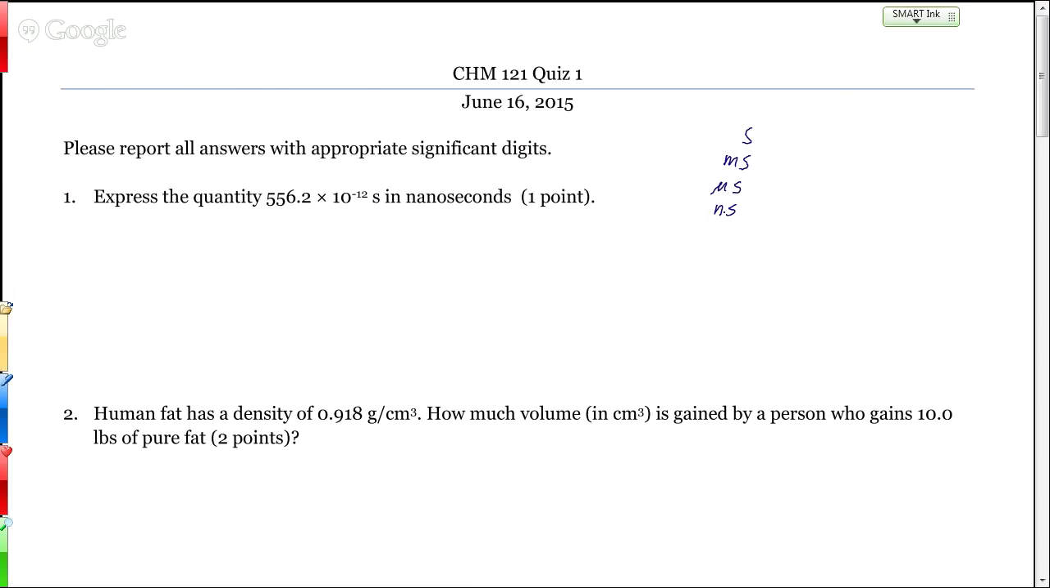What's bigger than second? What's the next prefix from just the normal unit? Anybody know? All right, you should know these. Kilo, and then mega, and then giga. So know at least three prefixes in either direction. You should be okay. So going the other direction would be kilo, then it's a big M, mega, and a big G, giga.